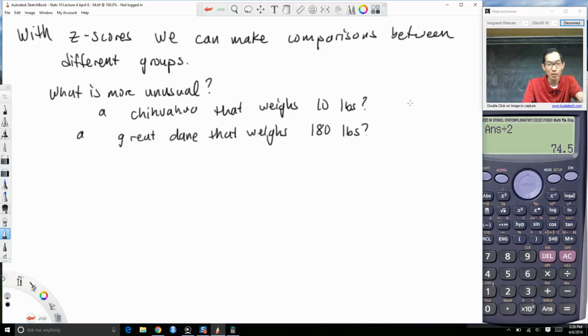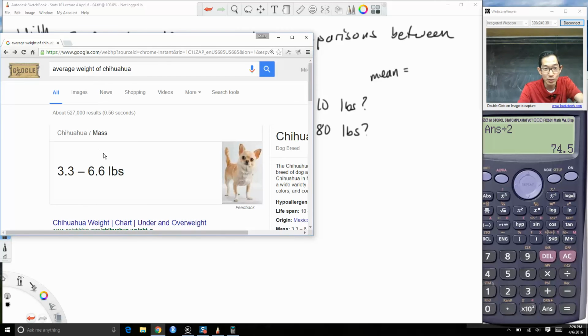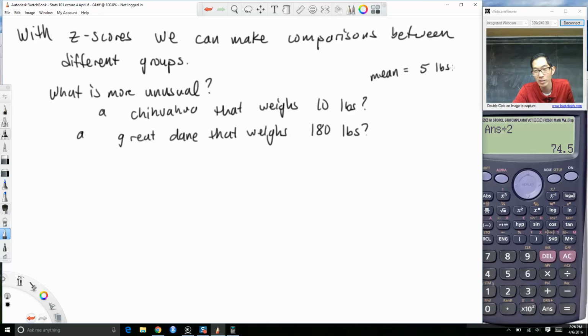Chihuahua? Okay, so this would require us to know the mean weight of a Chihuahua. We can go to Google, and I think I looked this up. Average weight of a Chihuahua, it says 3.3 to 6.6, so the mean weight, I guess, would be 5. So we'll say the mean weight is 5 pounds, and I'm just going to make up the standard deviation, we'll say 1.1 pounds. I don't know, I'm making that up.